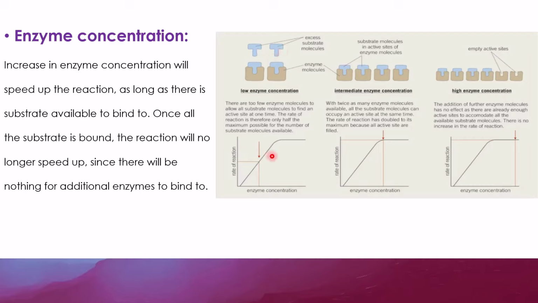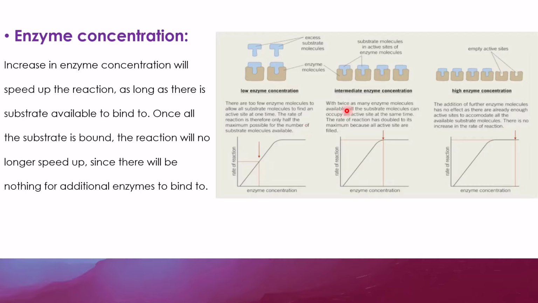So what we can see from this graph is that this is the maximum rate of reaction, the point at which the maximum rate of reaction will occur. But from this graph, at low enzyme concentration, we can see that the rate of reaction is half the maximum rate of reaction.